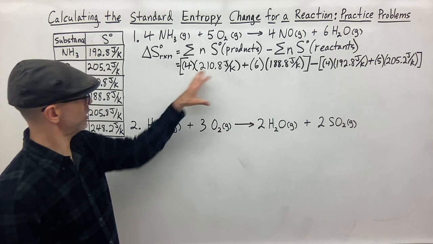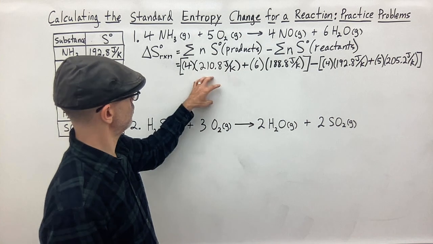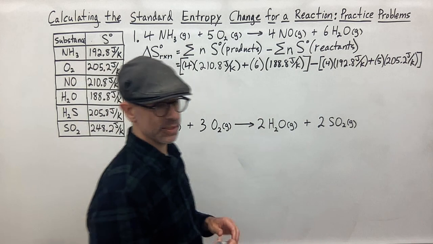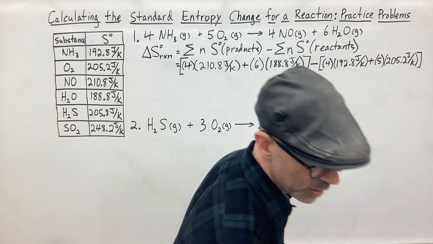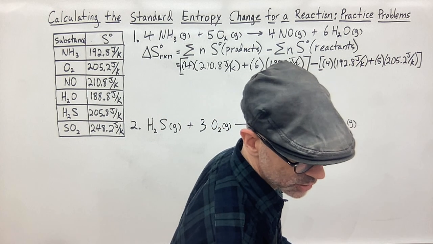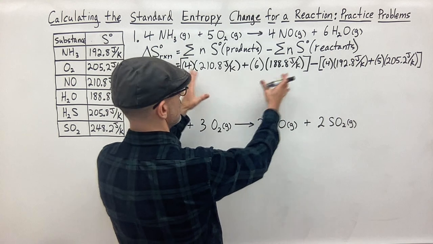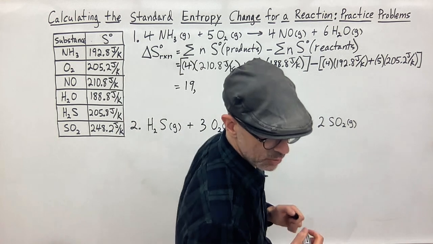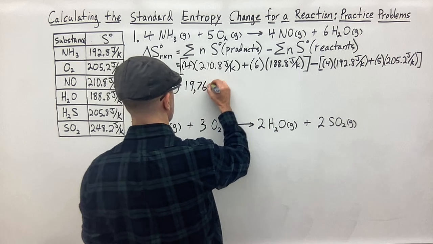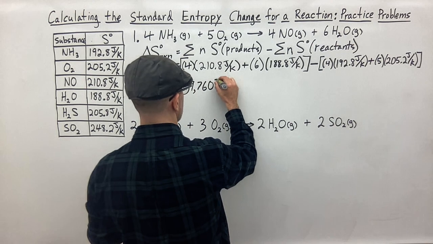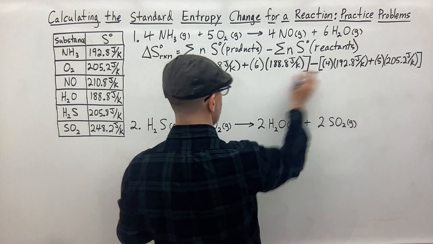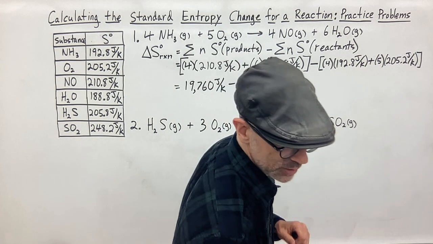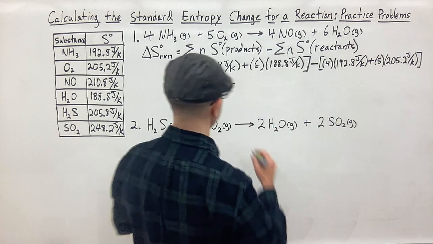So we're adding together the products, and we're subtracting out the total of the reactants. Then we calculate this out. What did I get? I got 19,760. So multiplying these and adding them together, this equals 19,760 joules per Kelvin. And we're going to subtract this whole thing. I calculated 1,797.